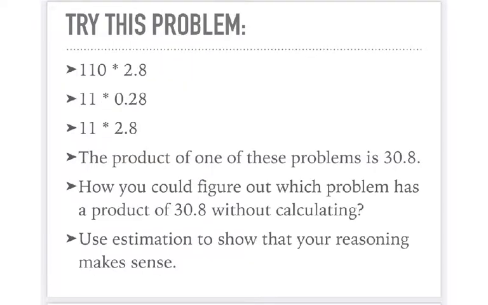All right, try this whole problem. So 110 times 2 and 8/10. 11 times 28 hundredths. 11 times 2 and 8/10. The product of one of these problems is 30 and 8/10. How could you figure out which problem has a product of 30 and 8/10 without calculating? Use estimation to show that your reasoning makes sense. Jot this down. Pause the video, figure it all out, and when you're ready, come back.